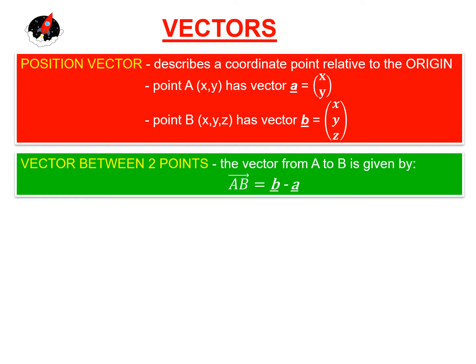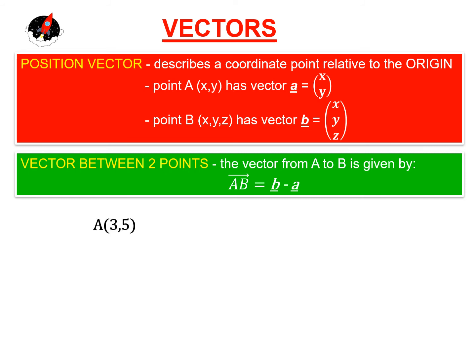If we know position vectors, then we can also work out the vector between 2 coordinate points. So for 2 coordinates A and B, the journey from A to B can be found by doing the column vector of B subtract the column vector of A. So it's always the column vector of the second letter subtract the column vector of the first letter.